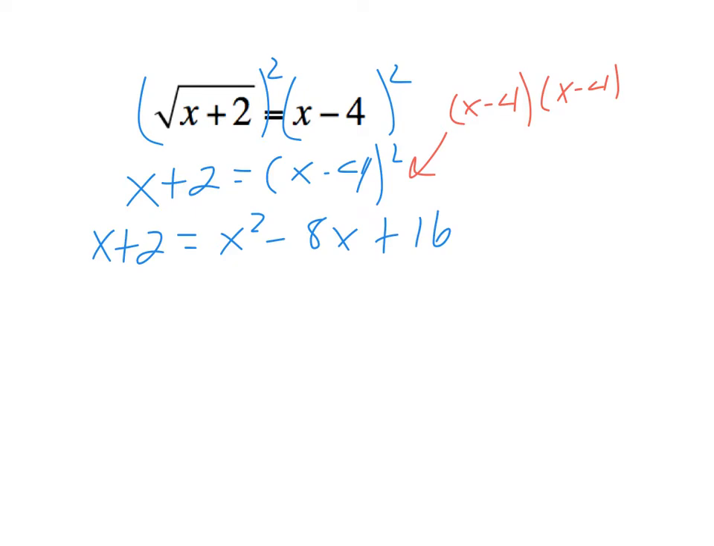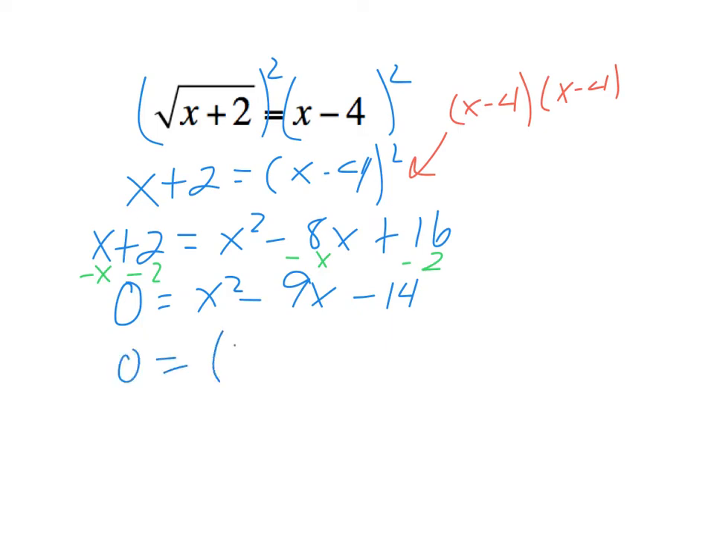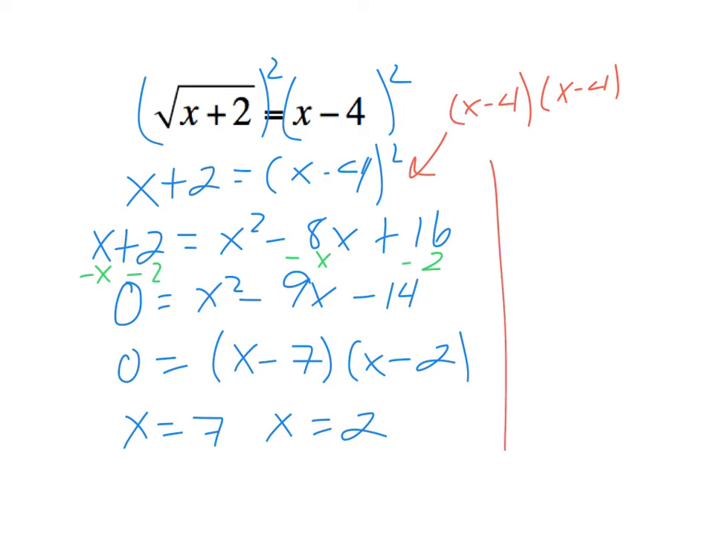And I'm going to bring everything over again to get it equal to 0. So we get x squared minus 9x plus 14 from subtracting x and subtracting 2 on both sides. Now we can still factor here. So you get x minus 7 and x minus 2, which will give you solutions 7 and 2. And now at this point again, we need to check to make sure we don't have any extra solutions.